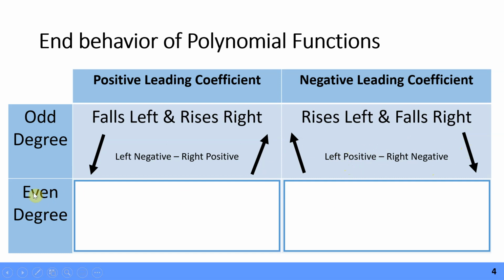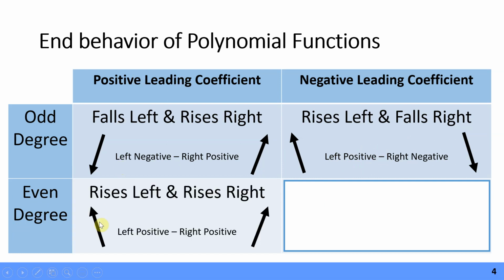Now, the last two scenarios. If your degree is even, and again, if you don't know what even is, make a little note of it. Even numbers are 2, 4, 6, 8, and so on. And your leading coefficient is positive, that means your graph is going to rise to the left and rise to the right. Another way of saying that is it goes to the positive on the left and positive to the right.